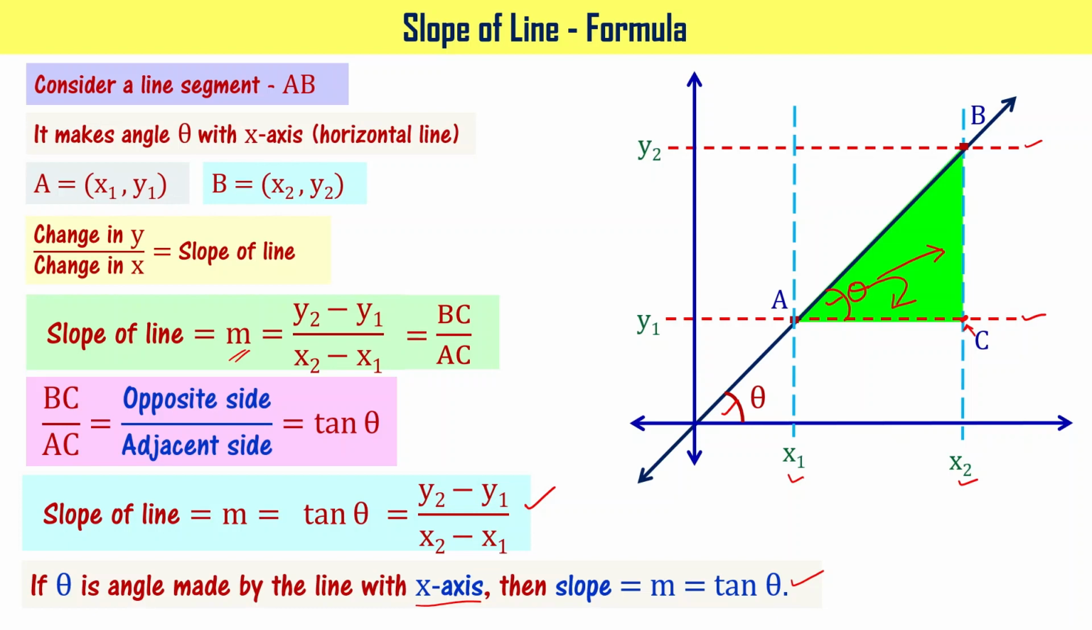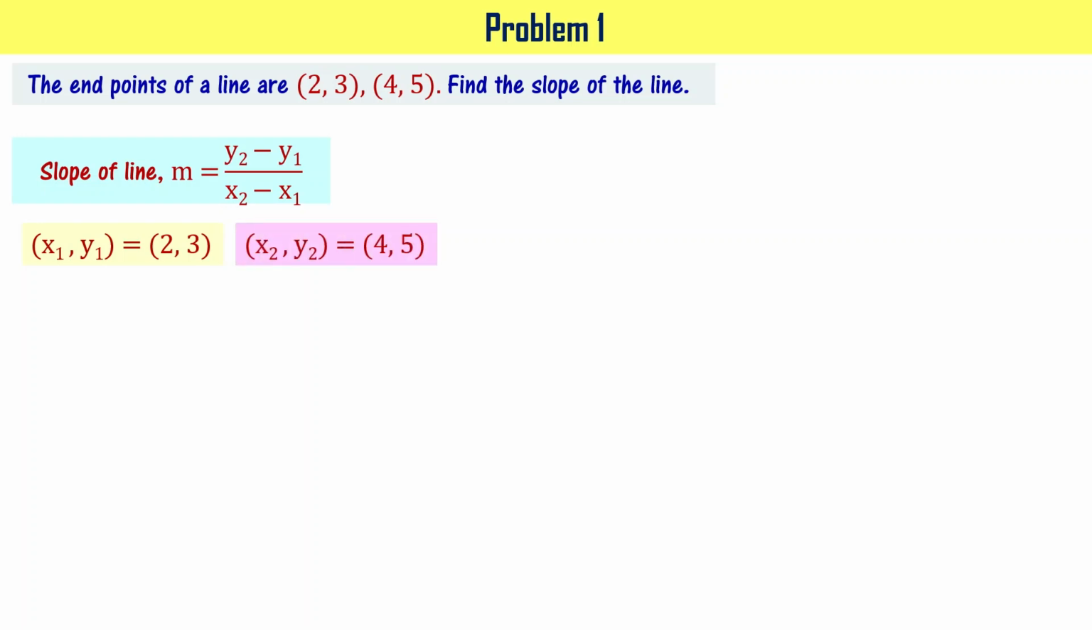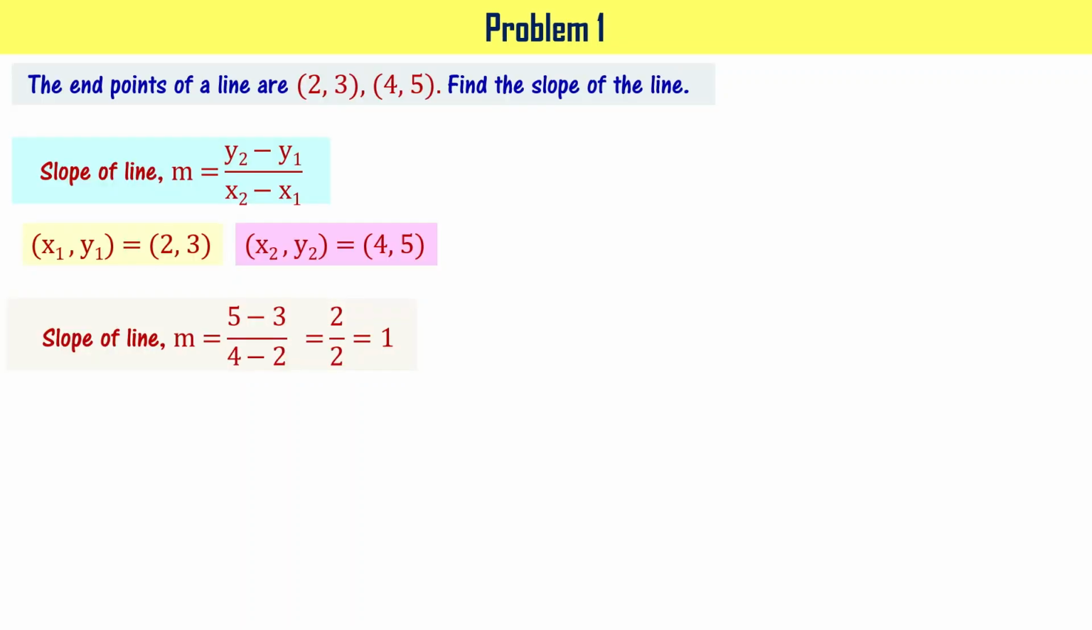Let's go to a problem based on this concept now. The endpoints of a line are (2, 3) and (4, 5). Find the slope of the line. We know that slope of the line m equals y2 minus y1 divided by x2 minus x1, right? Let's say that x1, y1 is (2, 3) and x2, y2 equals (4, 5). When you substitute these into the previous equation, you get slope of the line as 5 minus 3 divided by 4 minus 2. That is equal to 2 by 2 equal to 1. So I can say now that the slope of the line is 1.